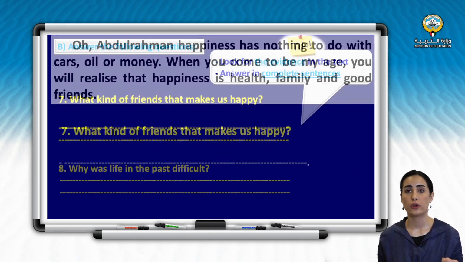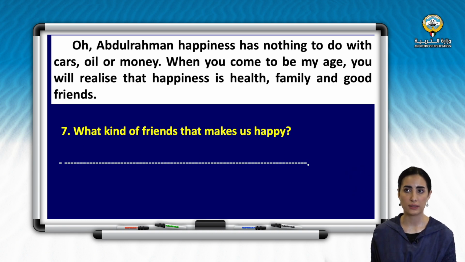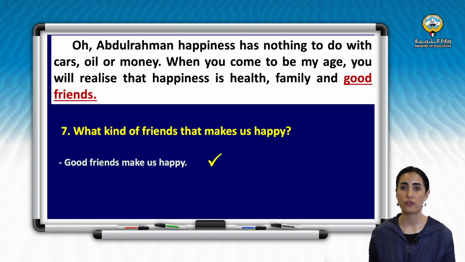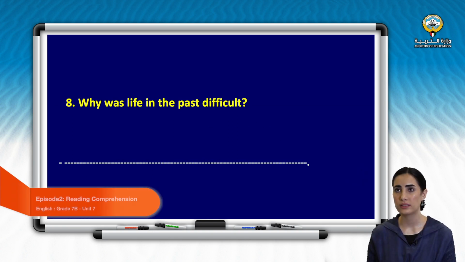So for question number 7, what kind of friends makes us happy? We can find that in a paragraph, good friends. So the grandpa said good friends. So good friends make us happy. So 8, why was life in the past difficult?